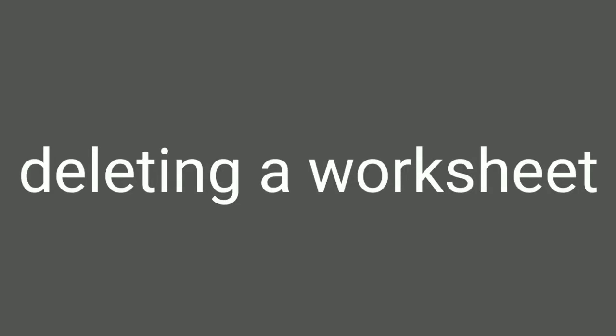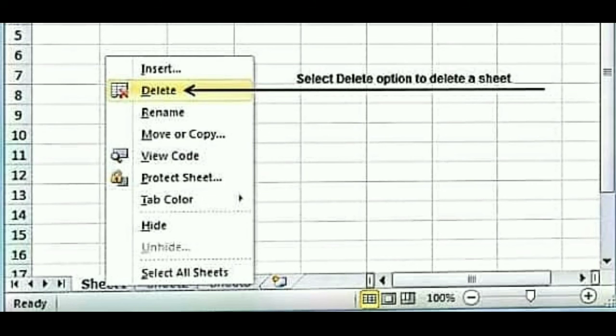Next, let us see how we can delete a worksheet. Okay, so for deleting a worksheet, first we have to right click on the worksheet that is to be deleted. So here I want to delete sheet number 1. So I'll be right clicking on sheet number 1. Then a pop-up menu appears. There is an option given for delete. You have to select that delete option. So automatically the selected worksheet will get deleted.